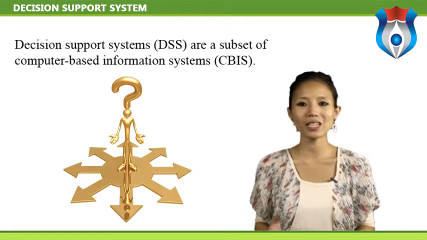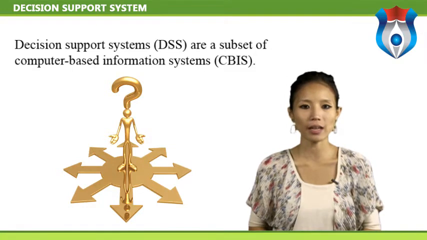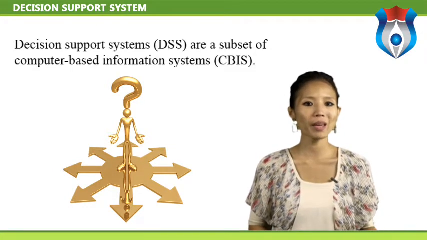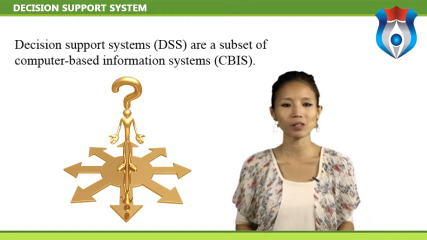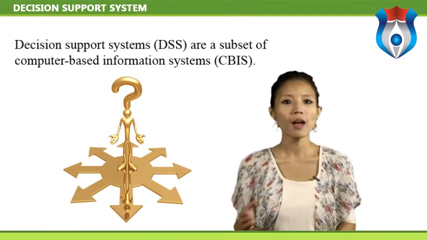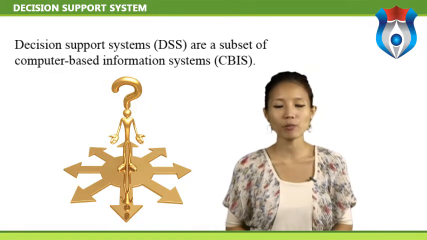Decision Support Systems, DSS, are a subset of Computer-Based Information Systems, CBIS. The general term Computer-Based Information System is a constellation of a variety of information systems such as Office Automation System, Transaction Processing System, Management Information System, and Management Support System.